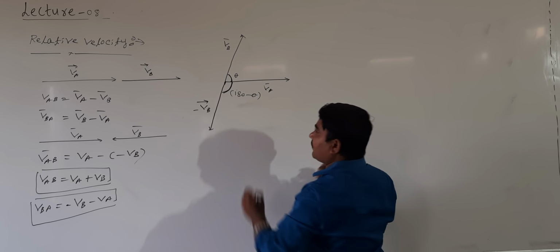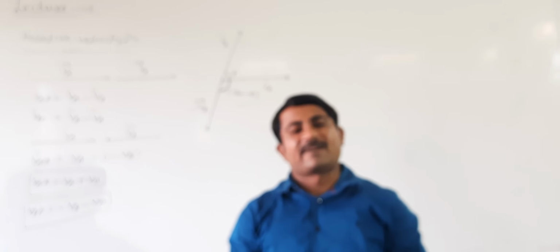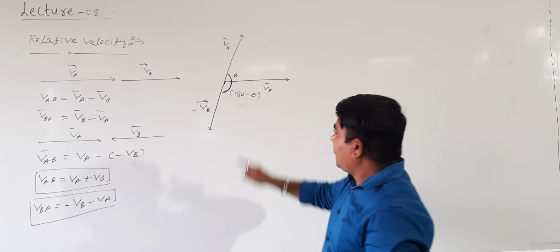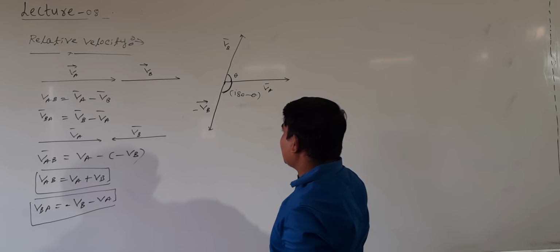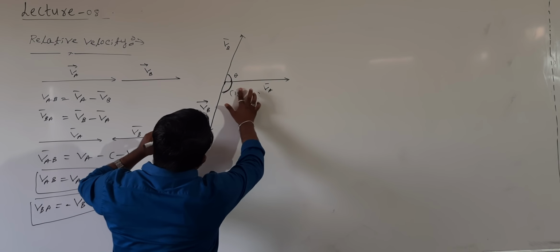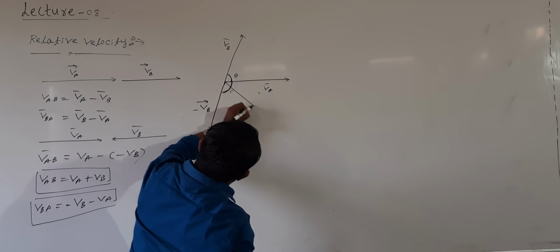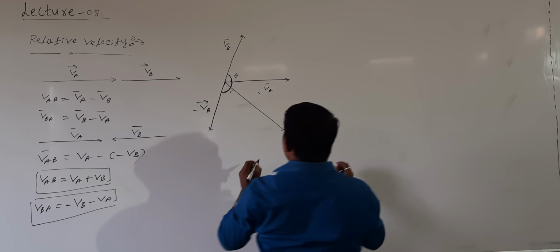180 minus theta. Are you following, students? See here, if VA is like this and minus VB is like this, what about the resultant? Shall I take the resultant here? This is nothing but the resultant value. This is the resultant.